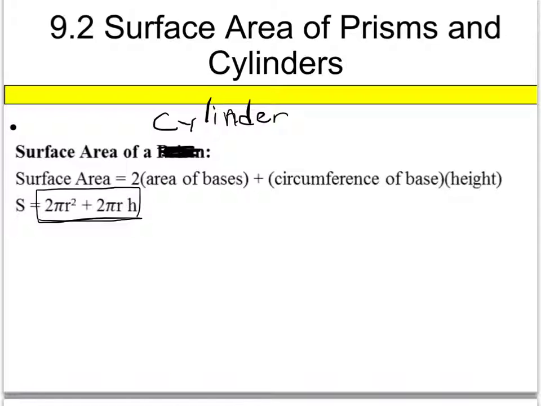Okay, again, it says 2 times the area of our bases. Well, because we have a cylinder, remember a cylinder looks similar to this. It's a can. Notice our bases are circles, so in order for us to find the area of our bases, we take pi times r squared, because that's our area of a circle. Then if you look at the circumference of our base, that's the same thing as finding the perimeter of the base, except this one's going to be 2 pi r. Again, 2 pi r to find the circumference, and multiply all of that times our height.